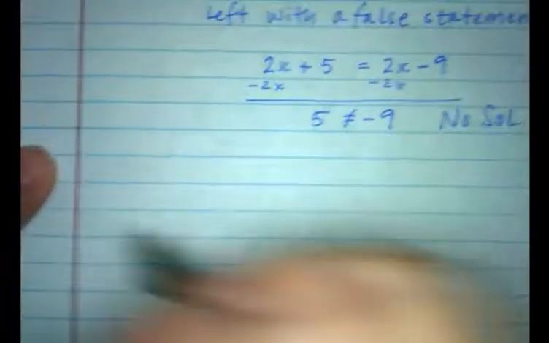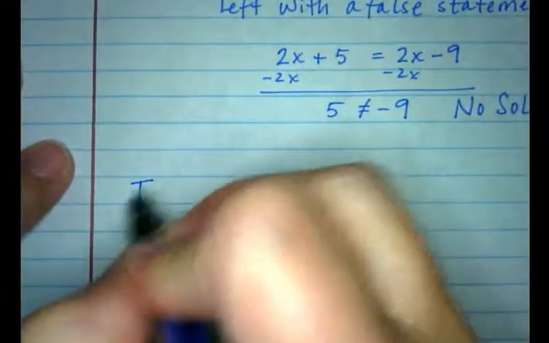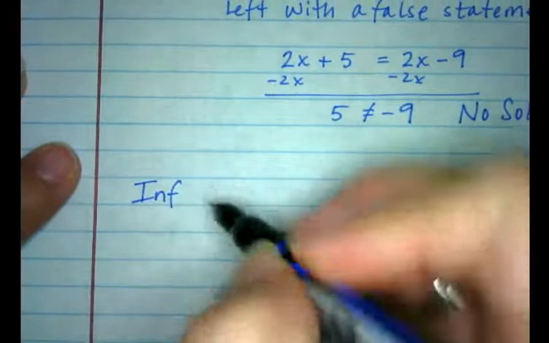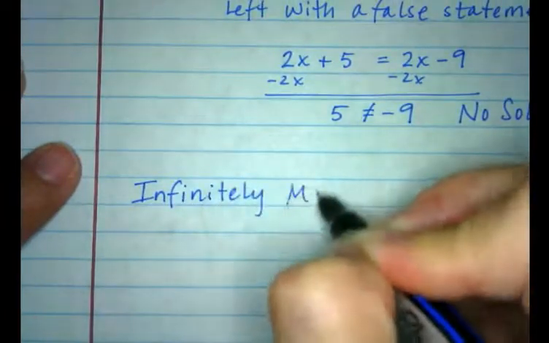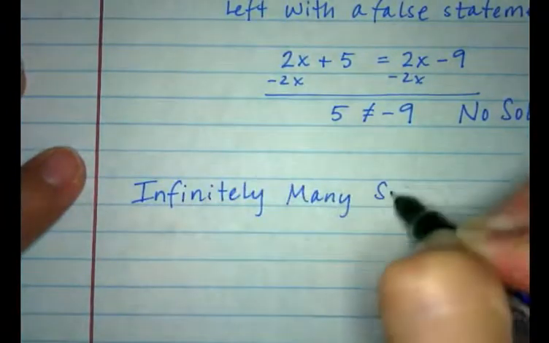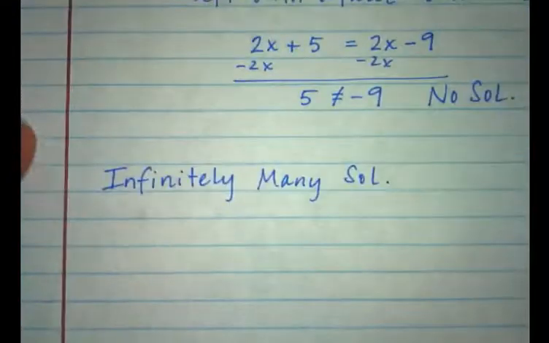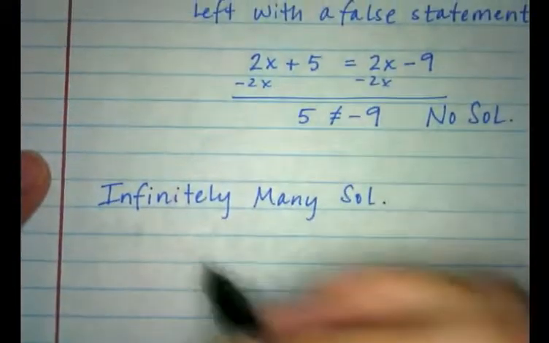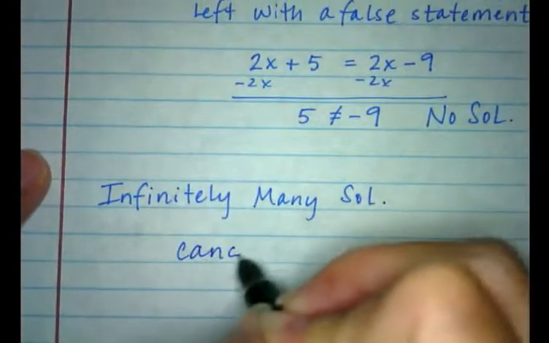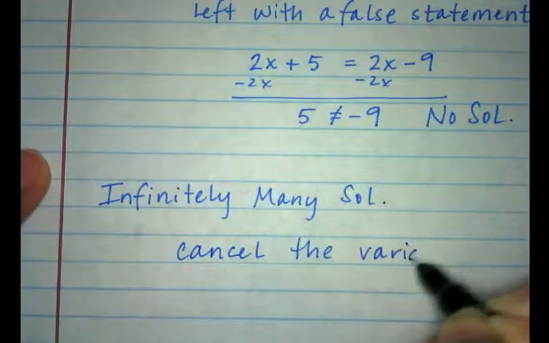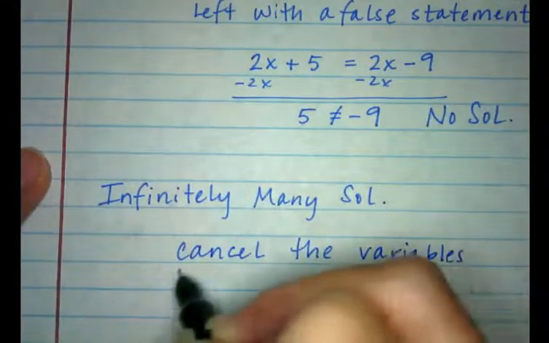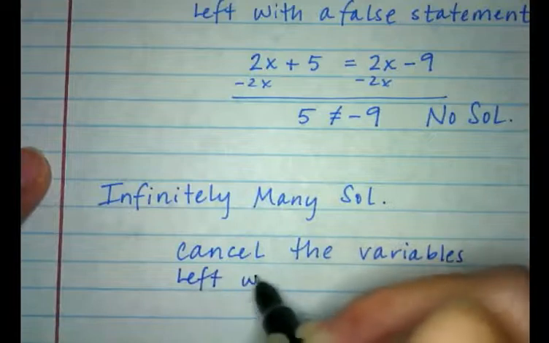All right. The other special case is infinitely many solutions. And what that means is that there is more than just one point. So infinitely many, that means that the solutions are too many to count. There's not one, there's a ton of them, infinitely many. What's going to happen there is, again, you will cancel out the variables. But this time, you are going to be left with a true statement.